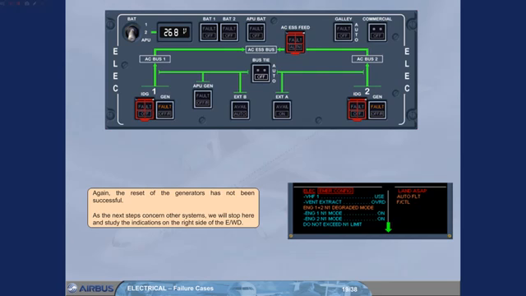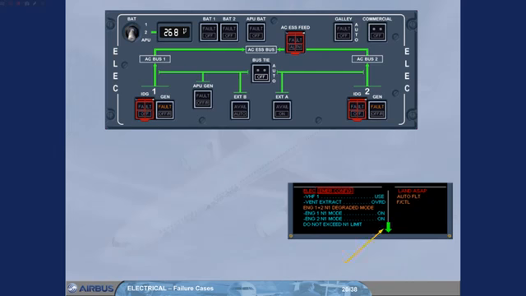As the next steps concern other systems, we will stop here and study the indications on the right side of the engine warning display. Notice the green arrow. It indicates that other failure messages and their associated procedures are stacked after the EMER CONFIG one. The list of affected systems is displayed on the right engine warning display memo.